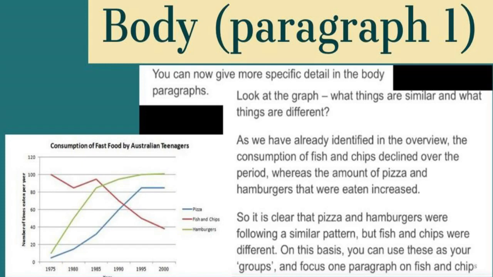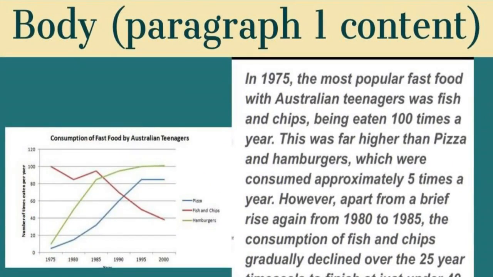As we have already identified in the overview, the consumption of fish and chips declined over the period of time, whereas the amount of pizza and hamburgers that were eaten increased. So it is clear that pizza and hamburgers were following a similar pattern, but fish and chips were different. On this basis, you can use these as your groups and focus one paragraph on fish and chips. Here comes paragraph 1 of the body.